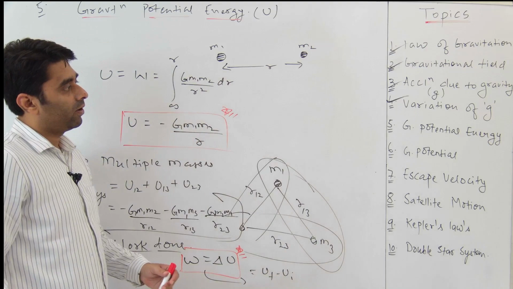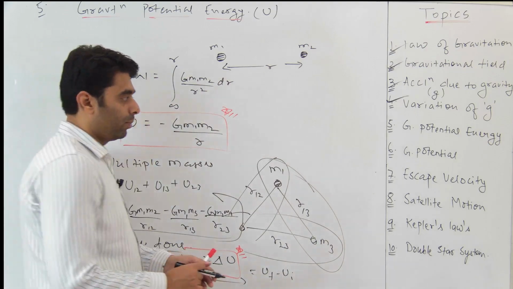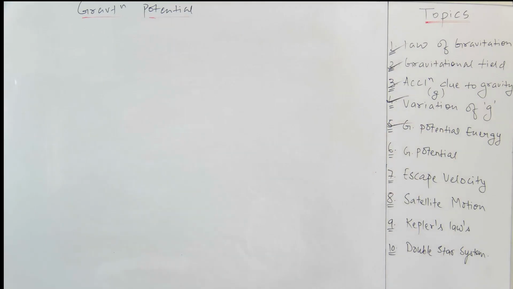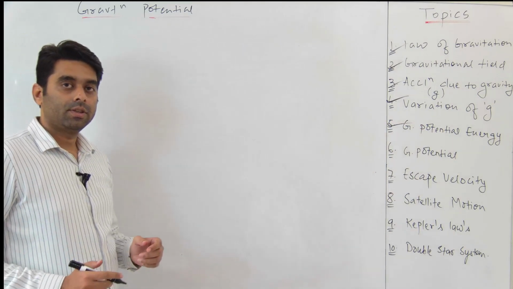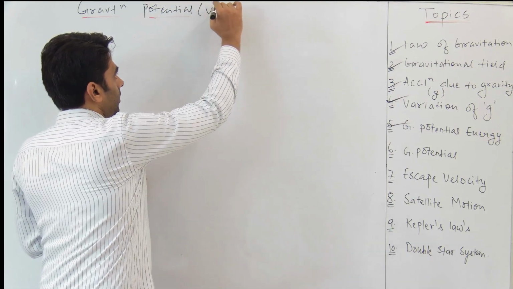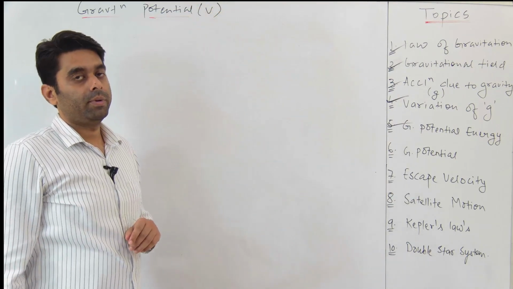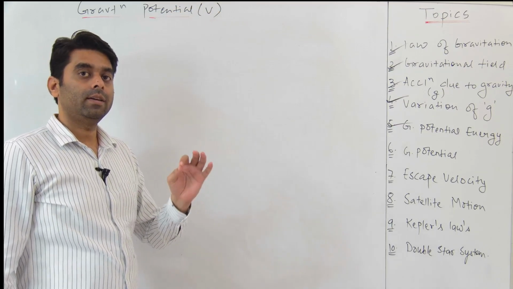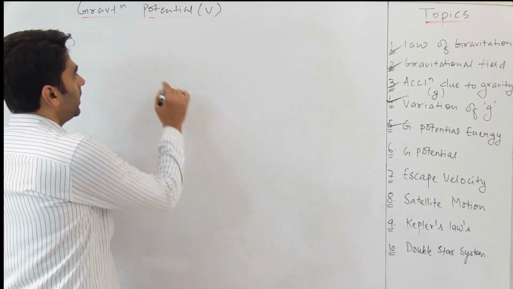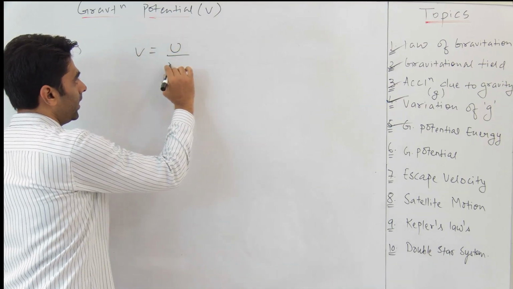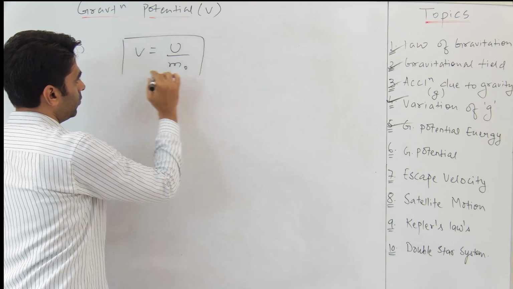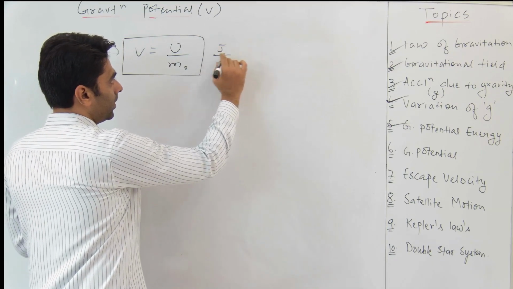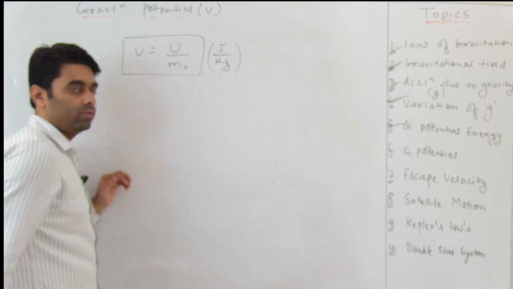Fine. Let us move ahead and take a look at gravitational potential. Gravitational potential, which is denoted by V, is defined as the gravitational potential energy of a unit mass in a gravitational field. How do we write it? It is given as V is equal to U by m naught, that is the potential energy of a unit mass. The unit for this is joule per kg.